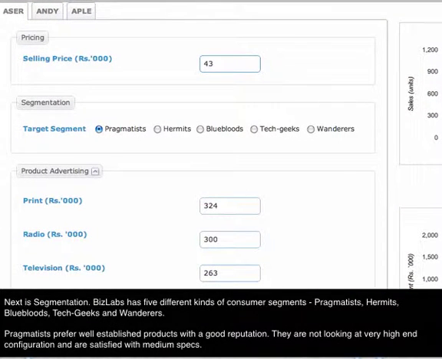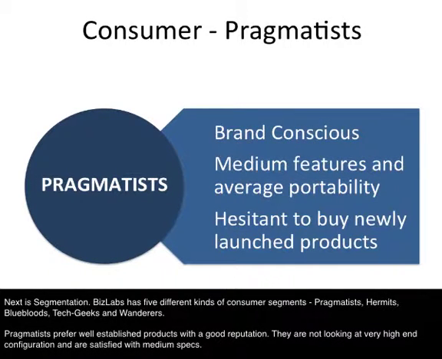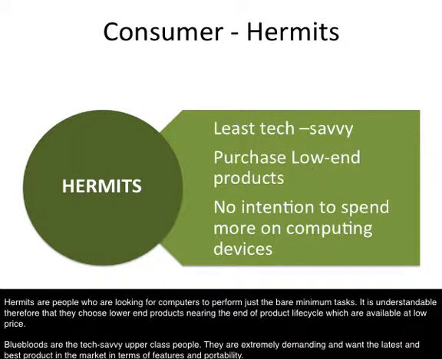Next is segmentation. BizLabs has 5 different kinds of consumer segments: pragmatists, hermits, blue bloods, tech geeks, and wanderers. Pragmatists prefer well-established products with a good reputation. They are not looking at very high-end configuration and are satisfied with medium specs. Hermits are people who are looking for computers to perform just the bare minimum tasks. It is understandable therefore that they choose lower-end products nearing the end of product life cycle which are available at low price.